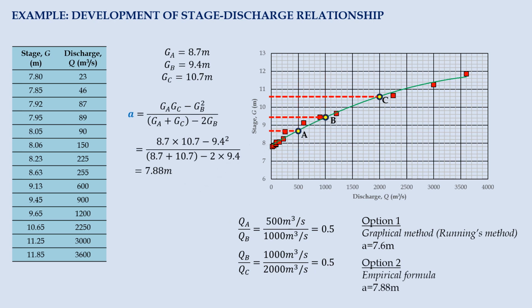As for the second approach, we would need the stage value for point A, B, and C. They are 8.7 meter, 9.4 meter, and 10.7 meter respectively. By substituting these values into the equation, the computed A equals to 7.88 meters. The values of A obtained from both approaches are quite consistent. Let's take it as 7.88 meters and we are good to proceed.